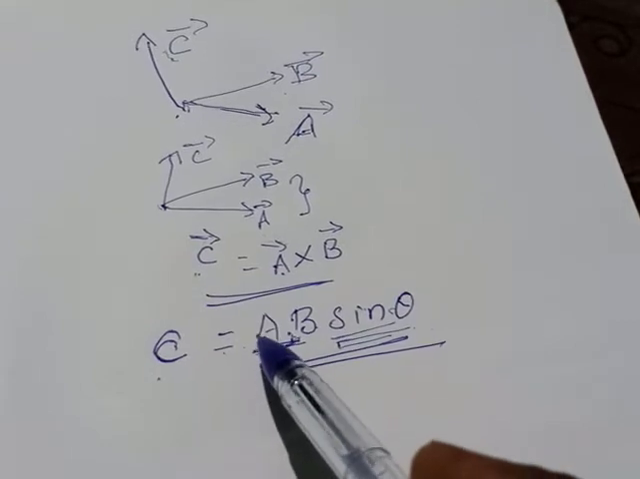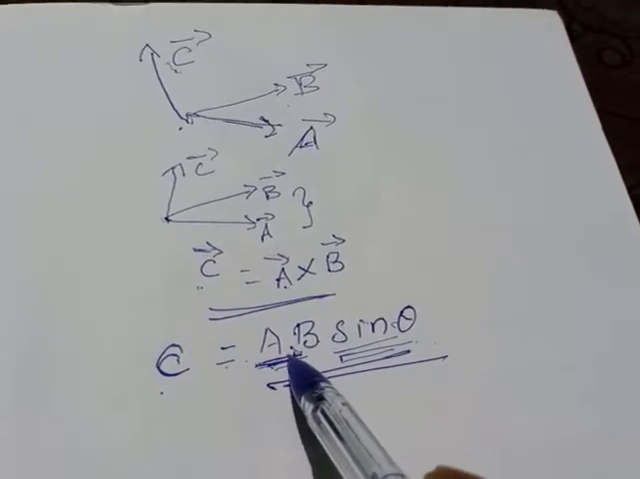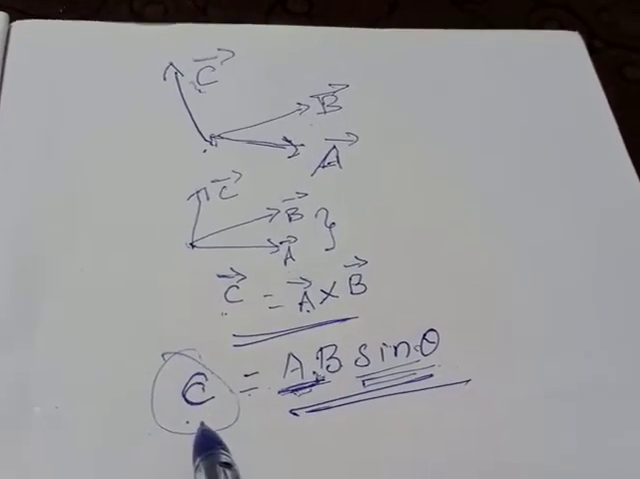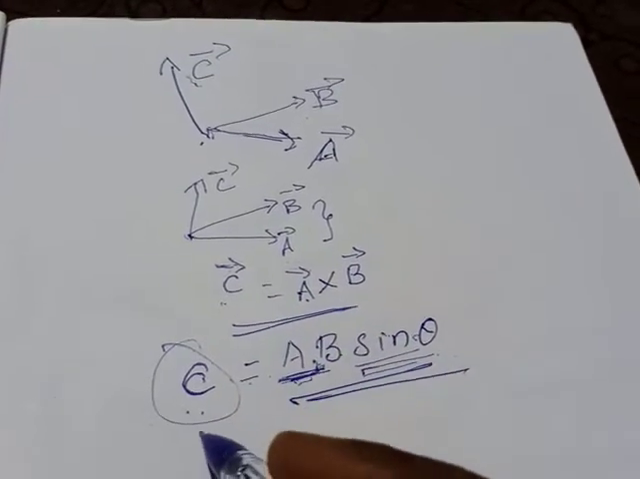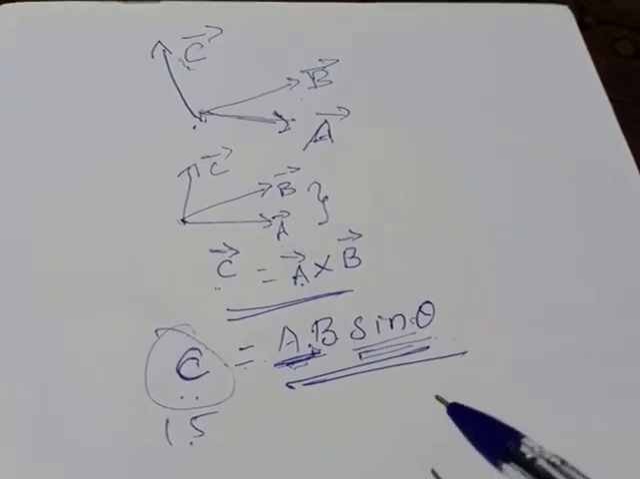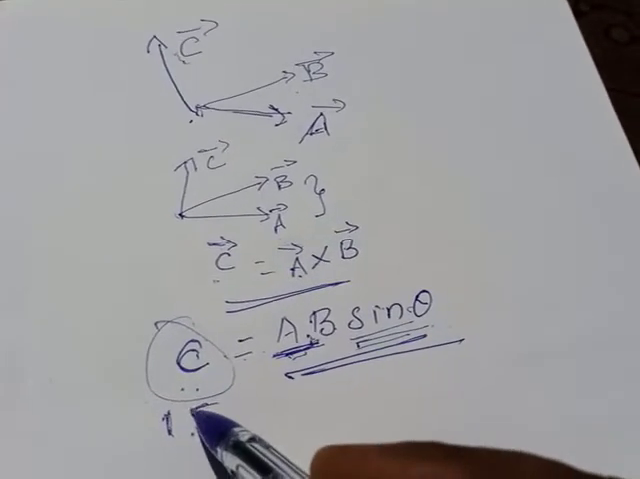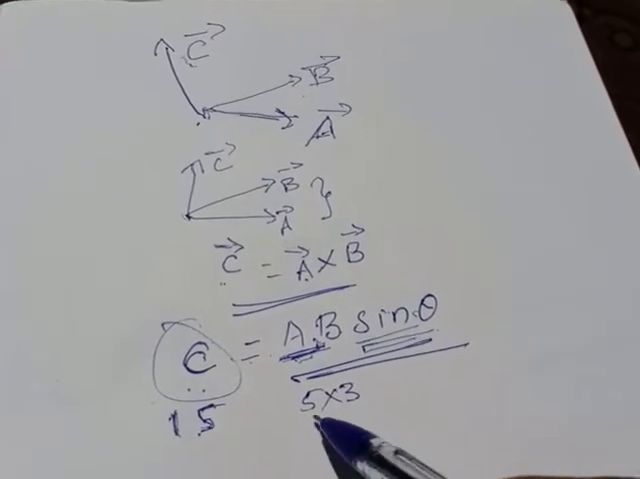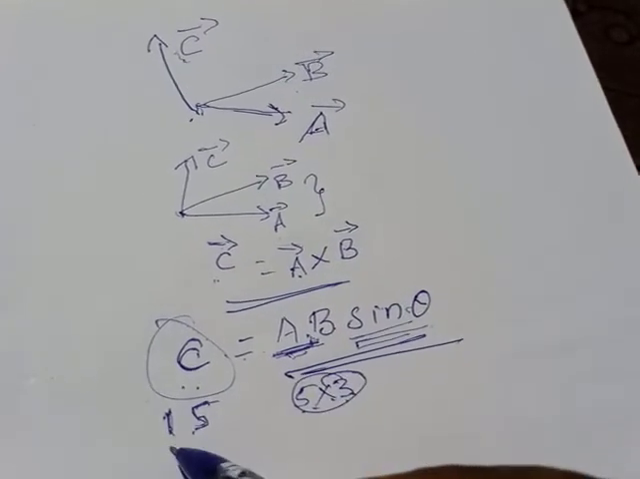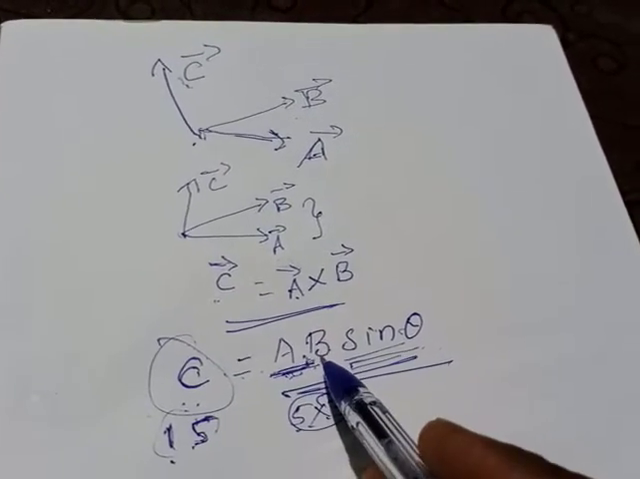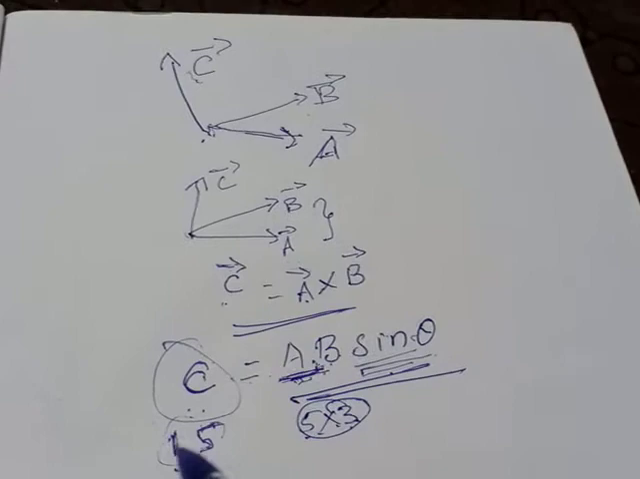So vector product or cross product of two vectors is defined as a magnitude equal to, maybe if you are giving some value, say 15 is the resultant magnitude, and A is 5, B is 3. If you are taking 5 cross 3, 5 into 3, what you will get? 15. That is the magnitude equal to the product of these two vectors and the sine of the angle between them. So this is the definition.